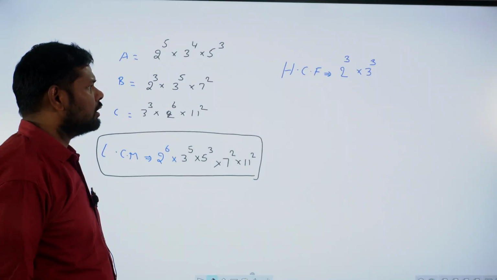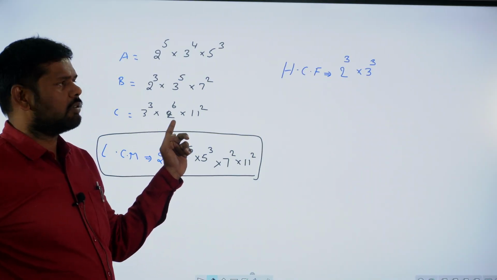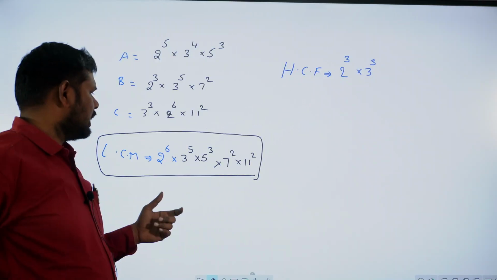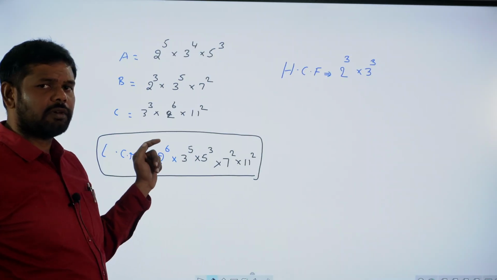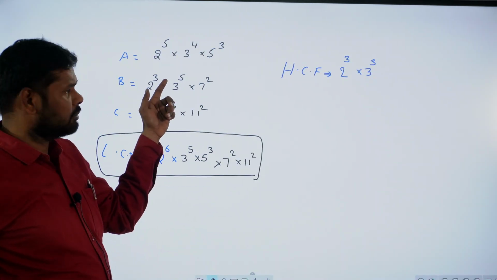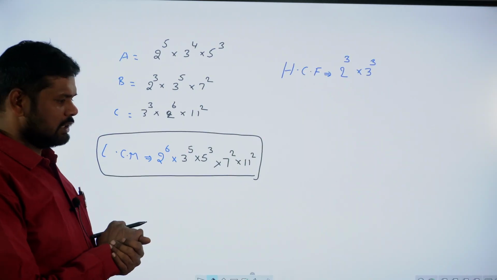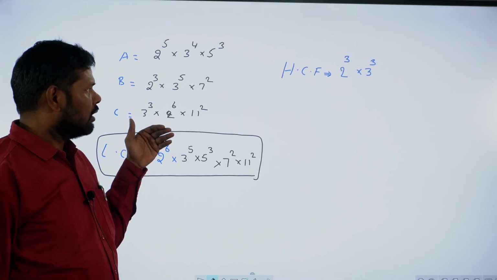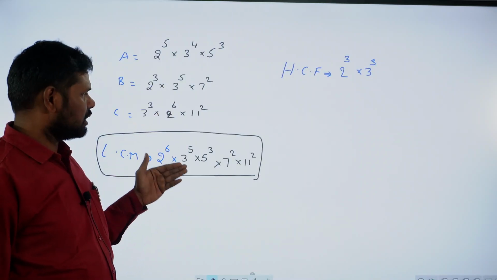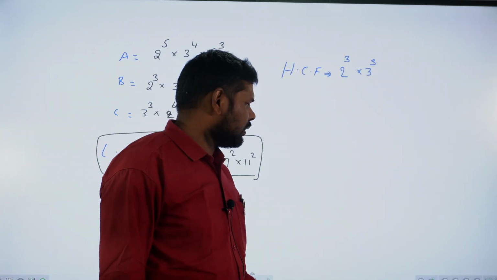So for HCF, it must definitely be common in all the numbers, and we take the least power and multiply. For LCM, if it is present in even a single number, we multiply with the largest power observed in the given numbers. So this is the basics for LCM and HCF. LCM we find after prime factorization, and also by the short division method. For HCF also we go with short division or prime factorization.